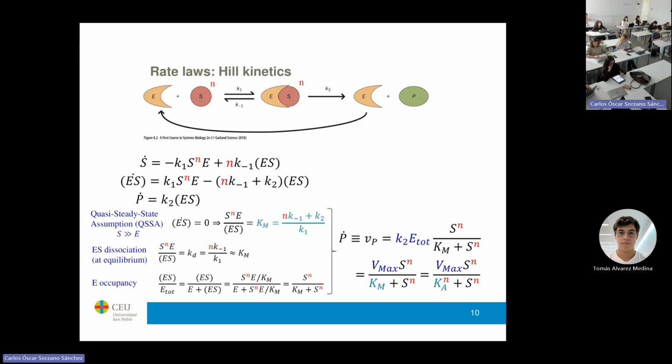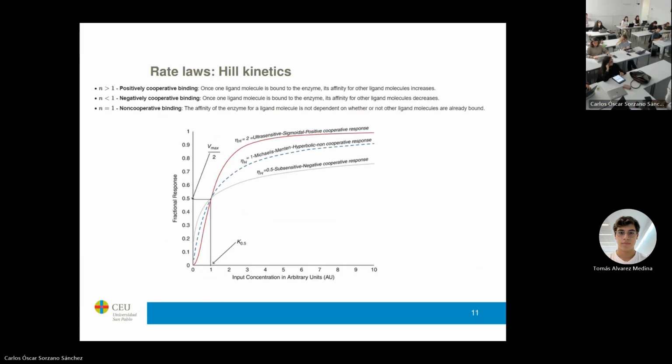Okay, so this is called Hill kinetics. So it is a generalization of Michaelis Menten. And depending on the value of the n, well, for n equal 1 it is Michaelis Menten. But if you have an n that is larger than 1 or smaller than 1, then you have larger or smaller slope at the beginning.